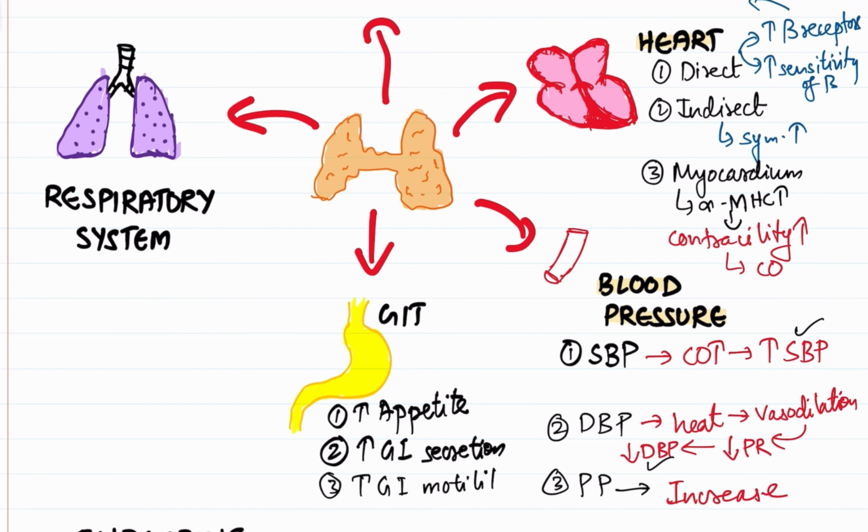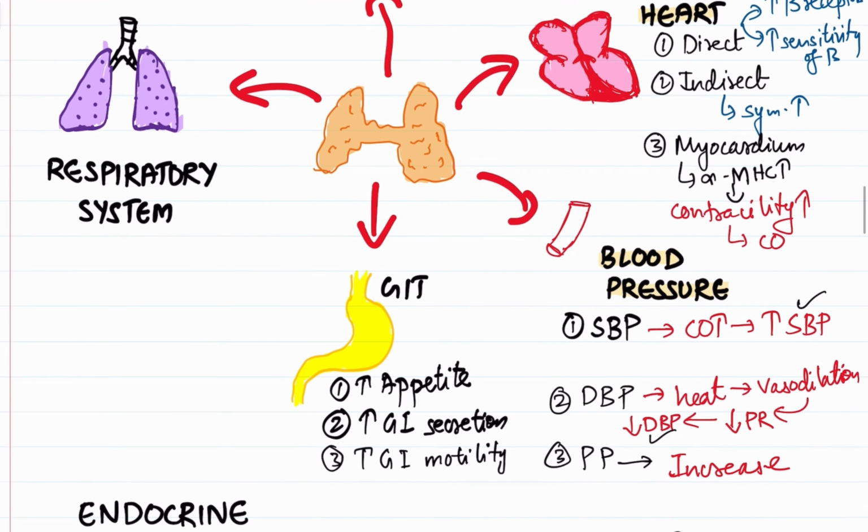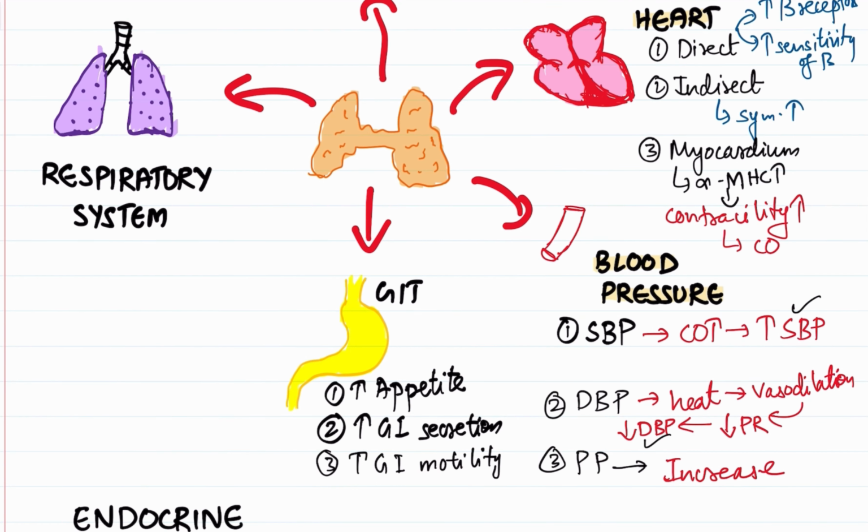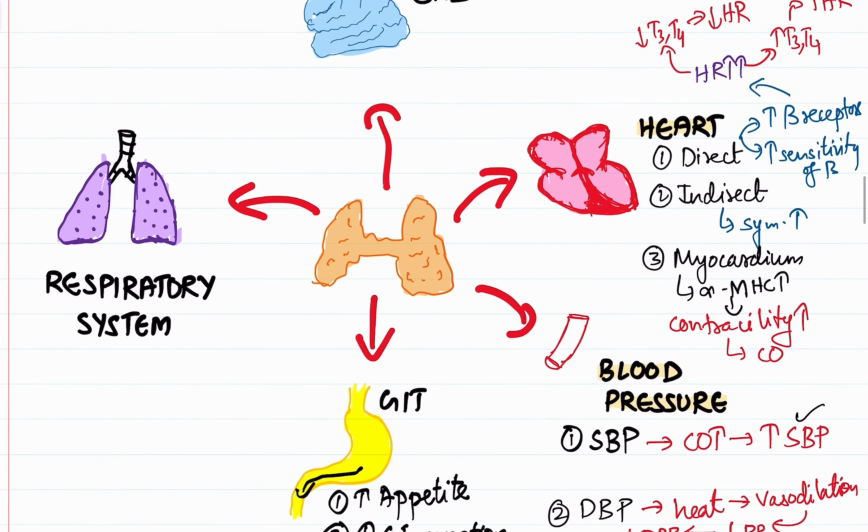So now we can say what happens in hypothyroidism and hyperthyroidism. In hypothyroidism, the appetite is decreased, which will lead to anorexia. The GI motility is decreased, so that will lead to constipation. Whereas in hyperthyroidism, the appetite is increased, so the person will need more food, or the food intake is higher, and the GI motility is increased. What happens when the GI motility is increased? There is going to be diarrhea. So that's the action of thyroid on GIT.